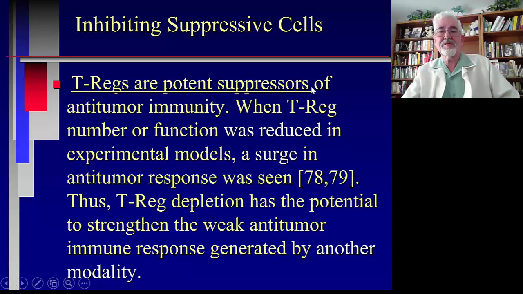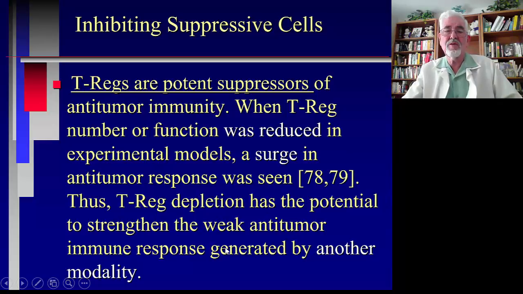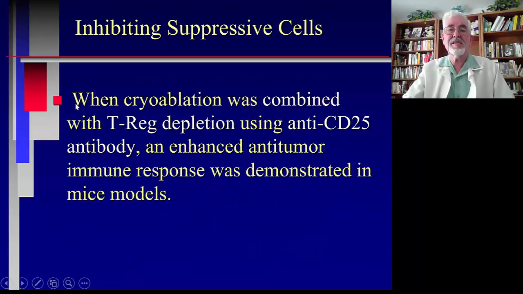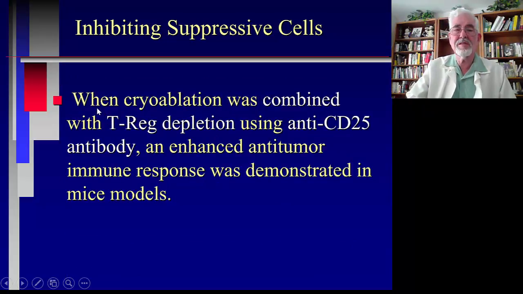T-Regs are potent suppressors. These are the enemies of antitumor immunity. When T-Reg number or function was reduced in experimental models, a surge in the antitumor response was seen. Thus, T-Reg depletion has the potential to strengthen the weak antitumor immune response generated by another modality. And let's see here, we have one of those substances that depletes the T-Reg: when cryoablation was combined with T-Reg depletion using anti-CD25 antibody, an enhanced antitumor immune response was demonstrated in the mouse model.